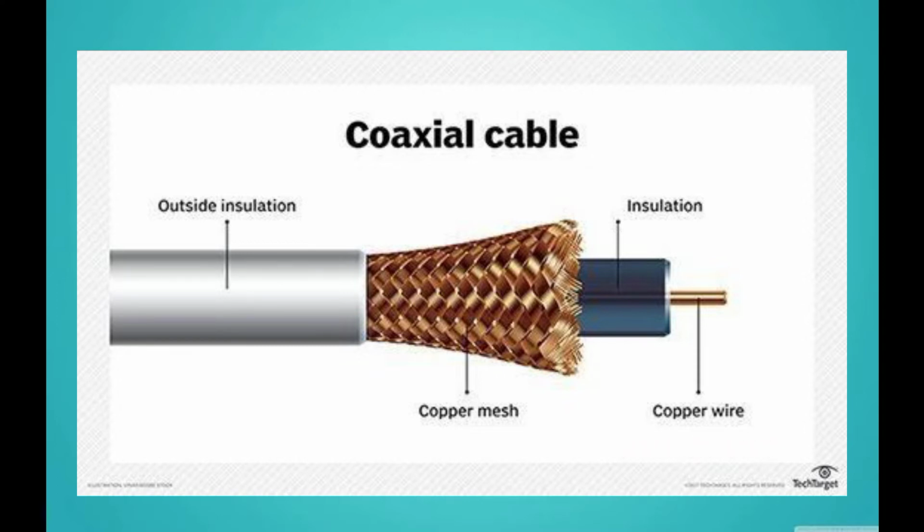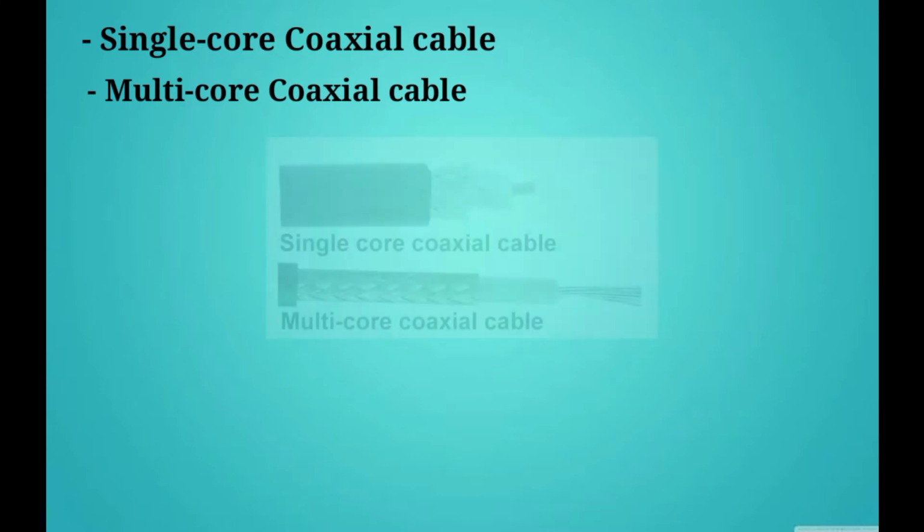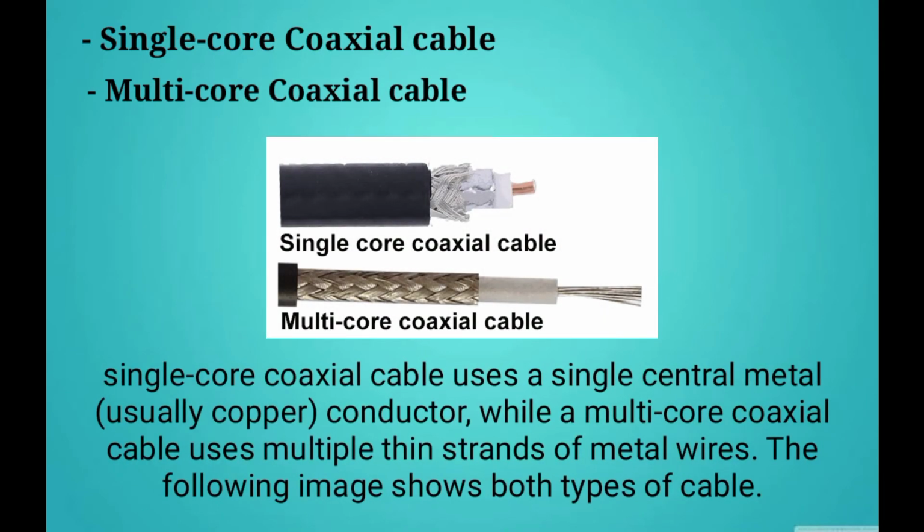Based on conductor, a coaxial can be categorized into two types: single core coaxial cable and multi-core coaxial cable. Single core coaxial cable uses a single central metal, usually copper, conductor, while a multi-core coaxial cable uses multiple thin strands of metal wires. The following image shows both types of cable.